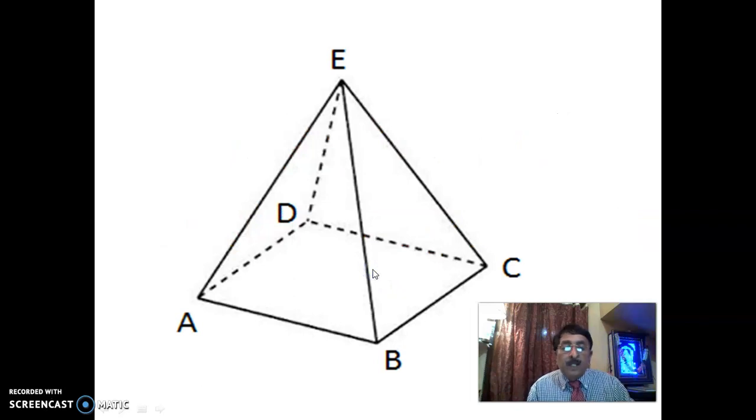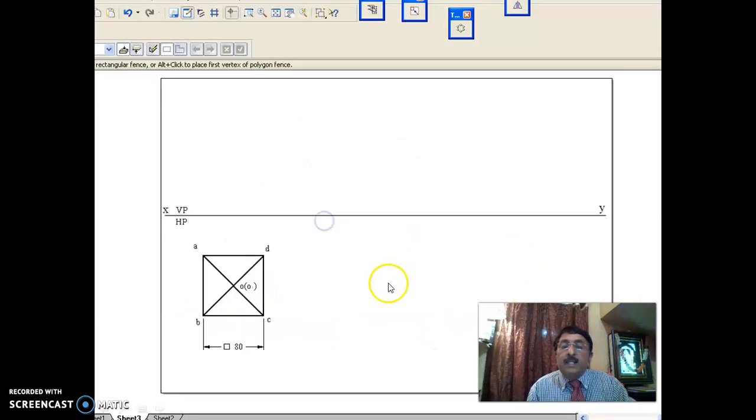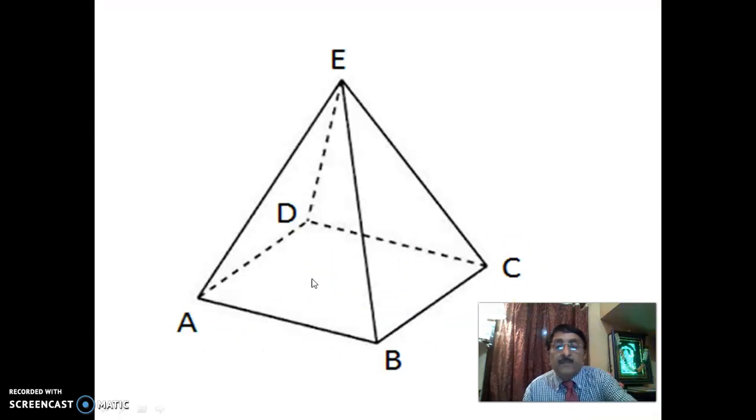The square pyramid will be like this, with A B C D as the base edges. E is the apex. EA, EB, EC and ED will represent slant edges. Totally, it will have 8 edges.